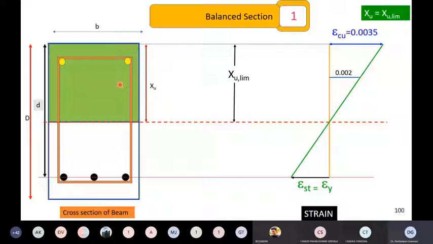I will repeat, a balance section is one where the area of steel is provided in such a way that upon loading, the concrete will attain its ultimate strain at the extreme compression fiber. Simultaneously, the steel also will attain its yield at the same time. Concrete attains its ultimate strain. Similarly, steel starts yielding, and such an area of steel is the area provided here.